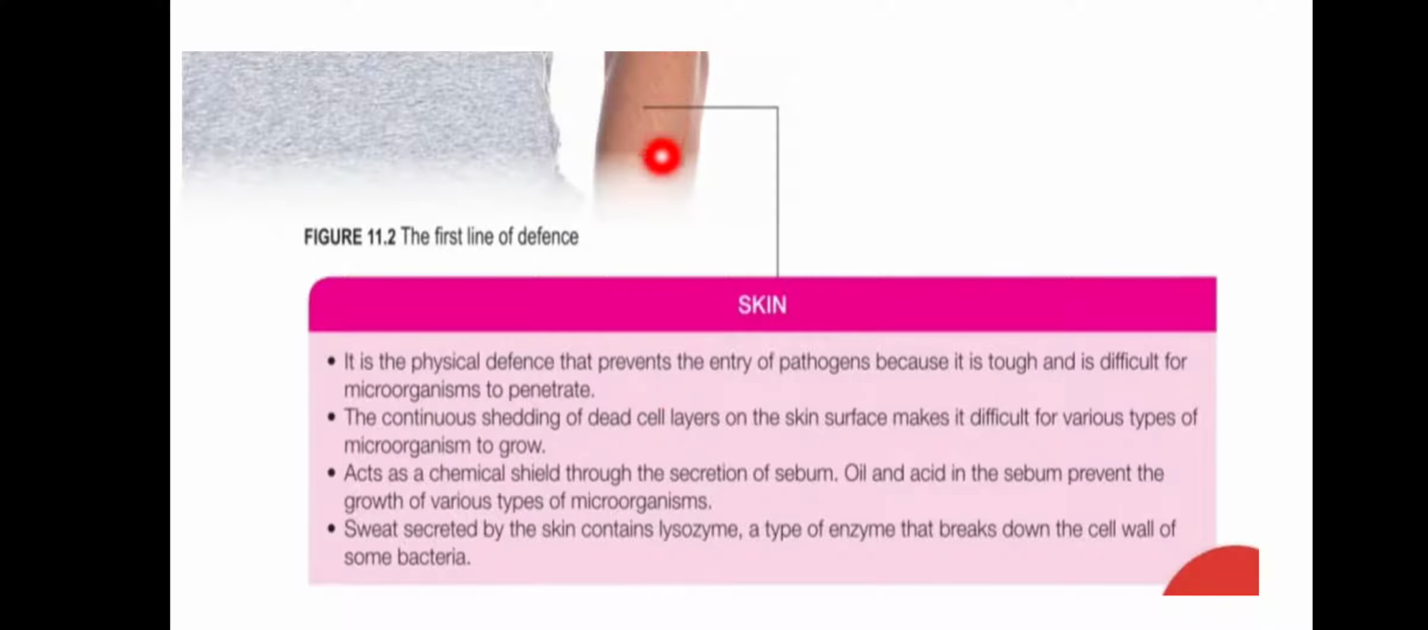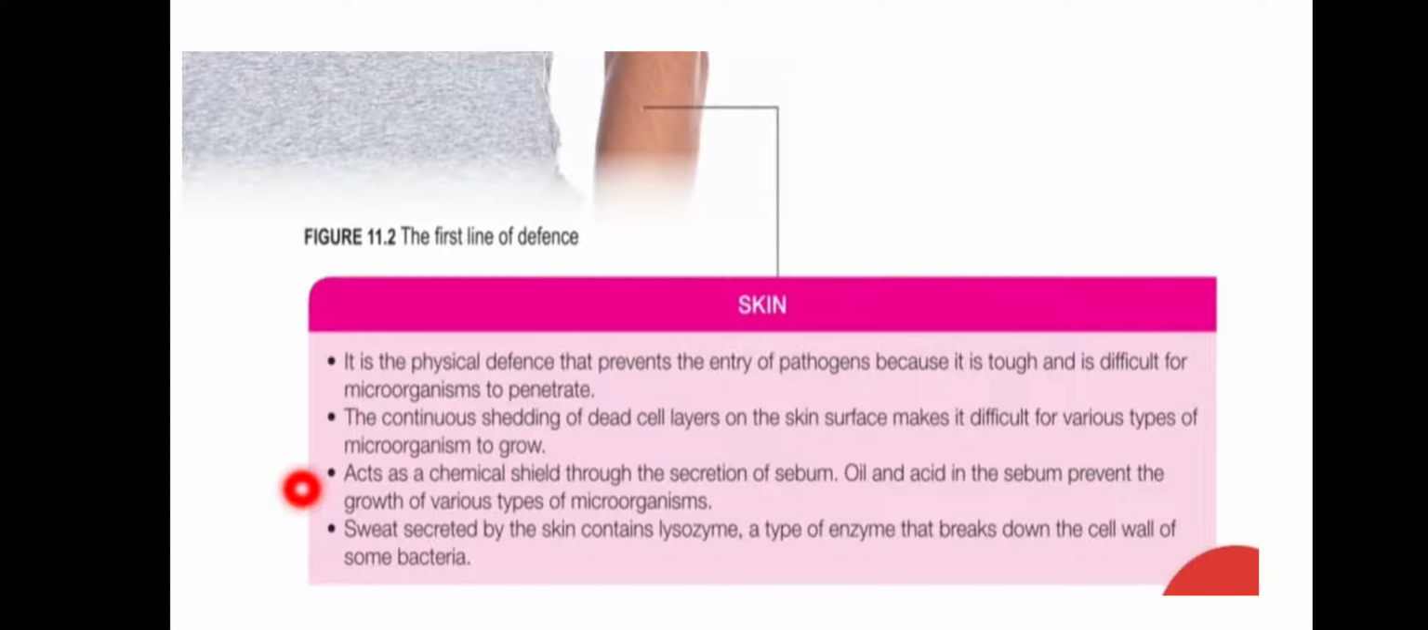Sebab kita punya skin itu, kulit kita sentiasa bertukar, betul kan? Sel yang mati diganti dengan yang baru. So this will be difficult lah for various types of microorganism to grow, because of the continuous shedding of the dead cell of our skin surface.